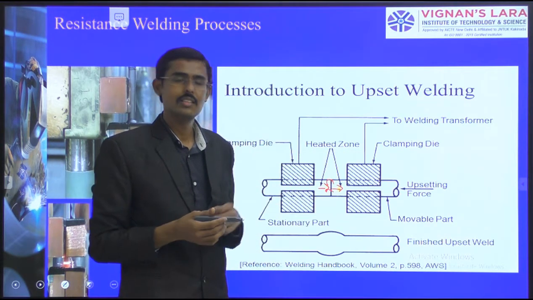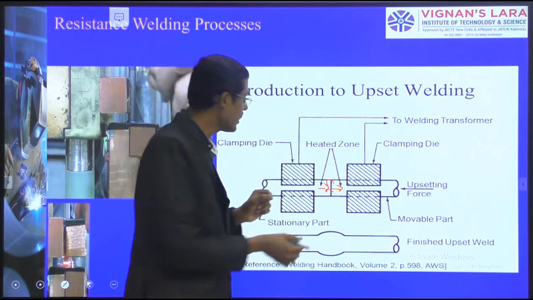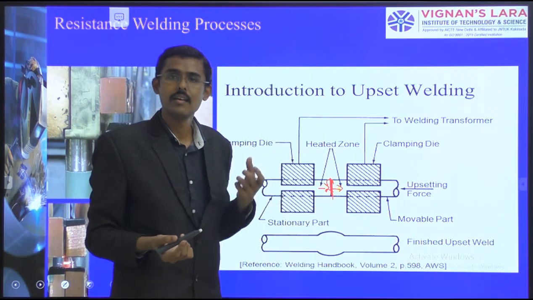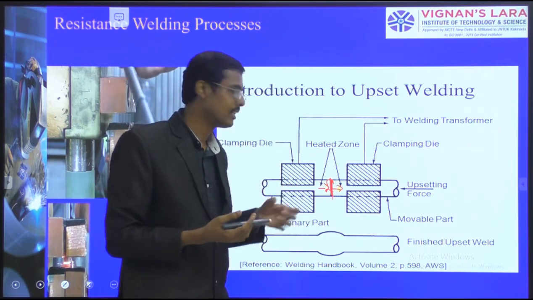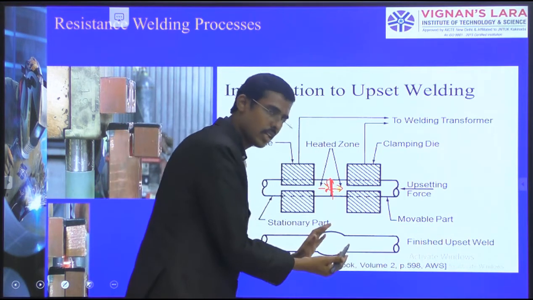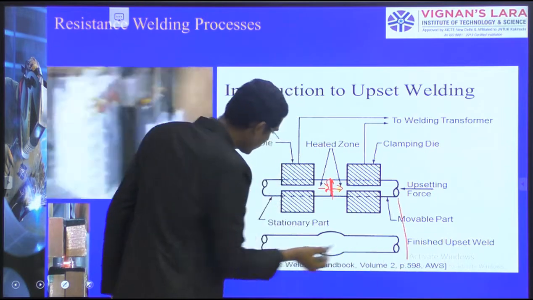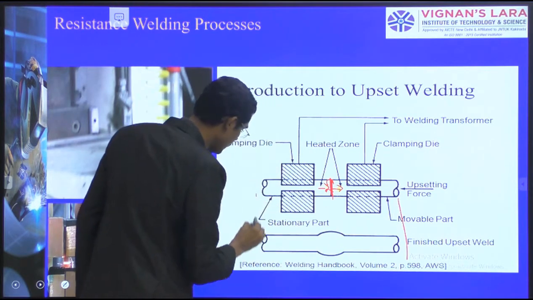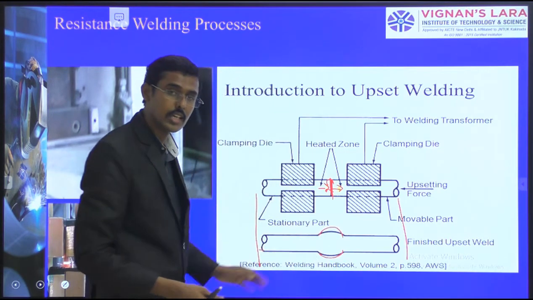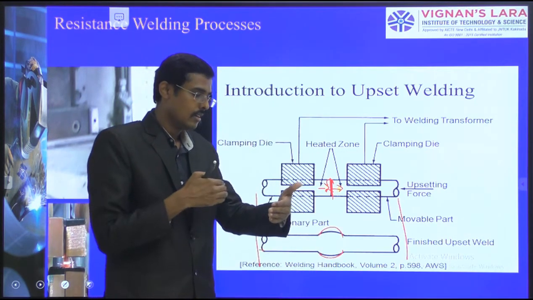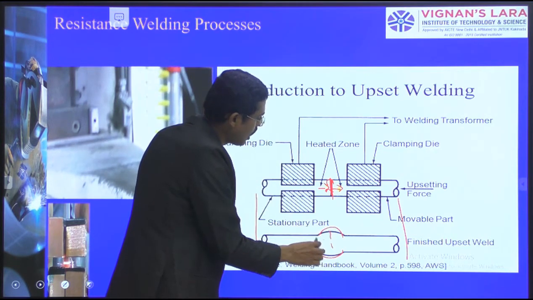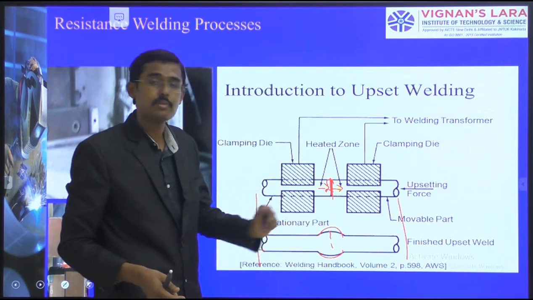Therefore, resistance heating occurs between these locations. Due to this resistance heating, plastic softening occurs at the workpieces, and at the same time we apply pressure, and the total length is reduced to a level of upset formation. That is why it is called upset welding. The length shortening occurs, and the metal upsetting occurs there. That is why it is called the upsetting process.